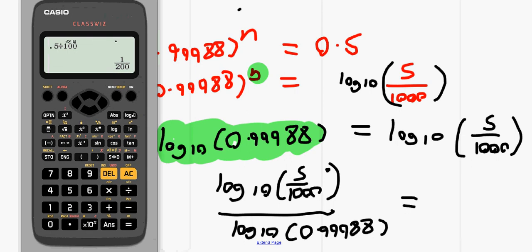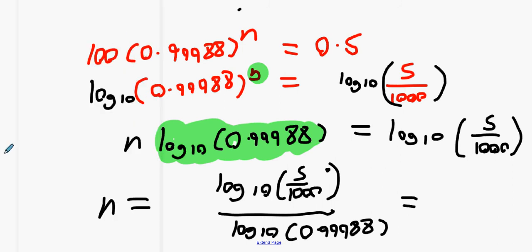For those of you who are struggling with the calculator, just press log and then 5 over 1,000. And then on the bottom, log 0.99988. Oh dear. Totally should have come out like that. So that says 44,149. Interesting. Alright, let's find out.